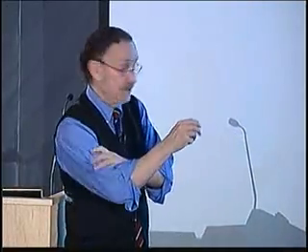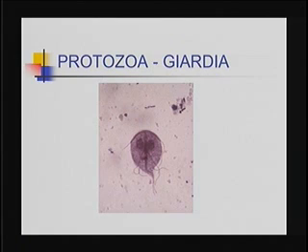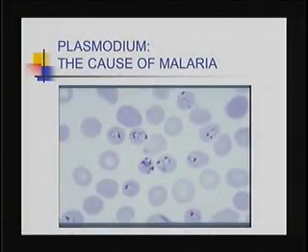So here's Giardia, single cell. Here are the flagella that allow it to move. And here, these are the suckers by which it attaches to your intestinal tract mucosa, thereby disturbing the intestinal motility and causing the watery diarrhea so characteristic of Giardia infections. Here's Plasmodium, the cause of malaria.